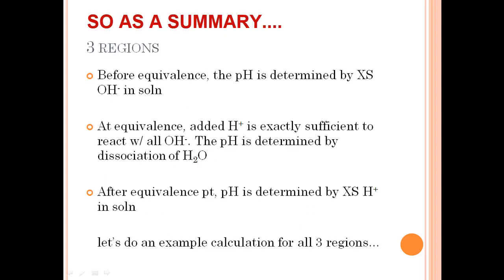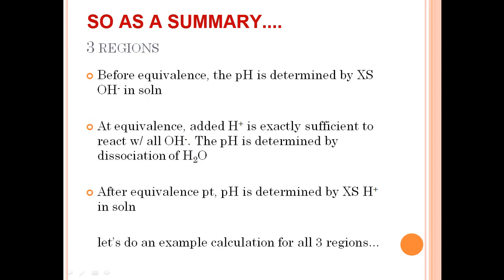There's 3 regions. Before the equivalence point, the pH is determined by the excess OH- in the solution. At the equivalence point, the added H+ is sufficient to react with all of the OH- in that Erlenmeyer flask. And the pH is determined by the dissociation of water.